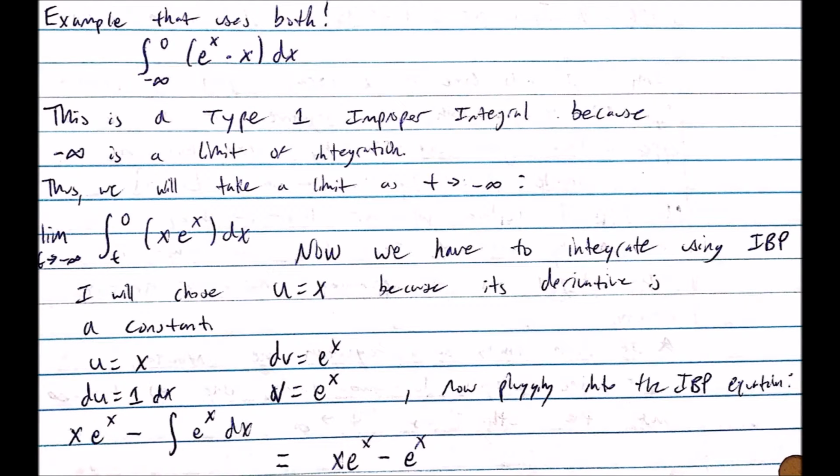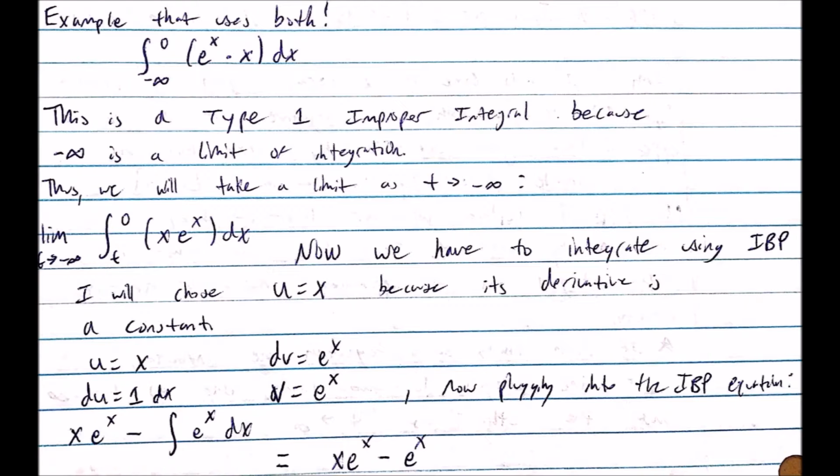So let's look at an example that uses both improper integrals and integration by parts. This is also from a practice problem that we had, which is the integral from negative infinity to 0 of e to the x times x dx. Right off the bat, we can recognize that this is a type 1 improper integral because negative infinity is the lower limit of integration. Therefore, we will take a limit as t approaches negative infinity, replacing negative infinity with t.